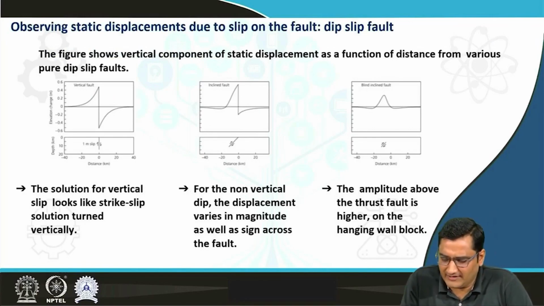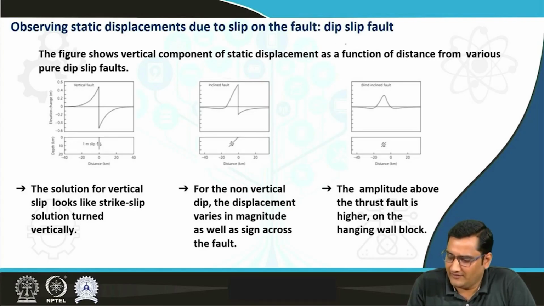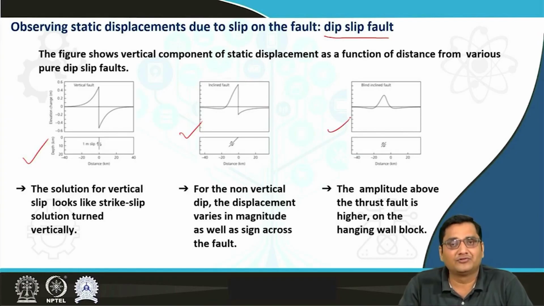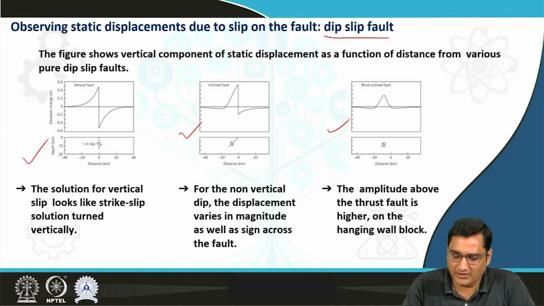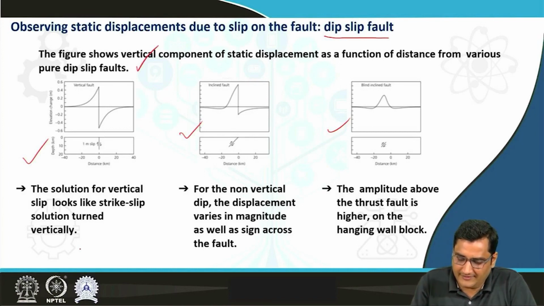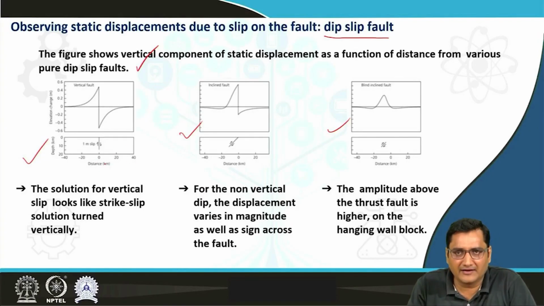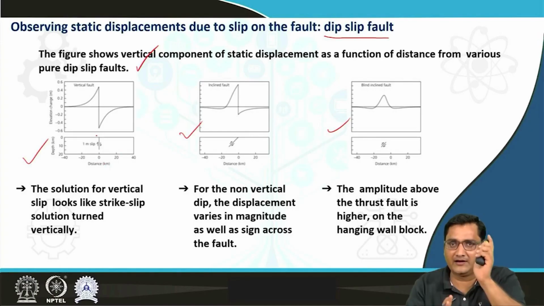Now let's look at the static displacement due to slip on a fault, and we are considering the example of a dip slip fault here. This figure shows the vertical component of the static displacement as a function of distance from various pure dip slip faults. And here, this is again the dip slip fault, but it has the vertical slip. That means the slip is almost vertical like this.